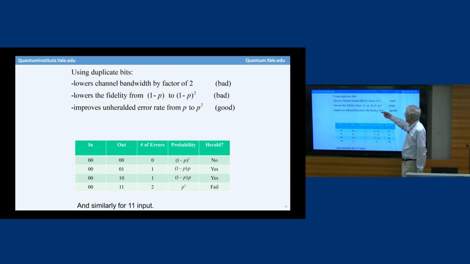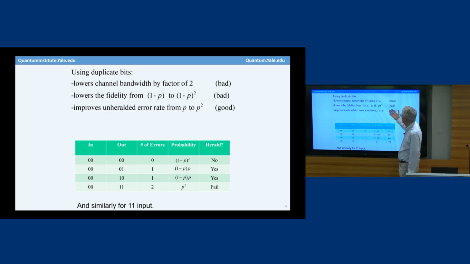The fidelity, the fraction of the time that there's no error, falls from 1 minus p to 1 minus p squared, because you have to have both of those bits with no error. You have more bits, so there's more chances for error. So that's not so good.